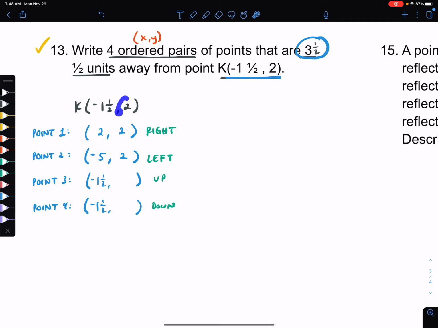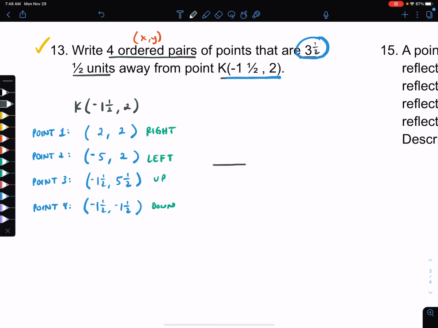If we take this number of 2 and then we go up 3.5 units, 2 plus 3.5 is going to be positive 5.5. And let's say we're going to take this 2 and go down 3.5 units. Well, it takes 2 to get to 0, and we have to go another 1.5 below 0, so negative 1.5.